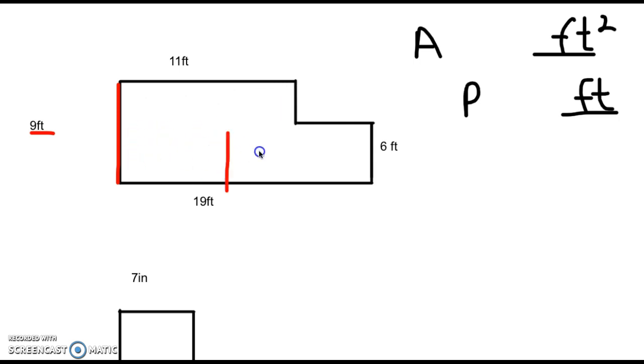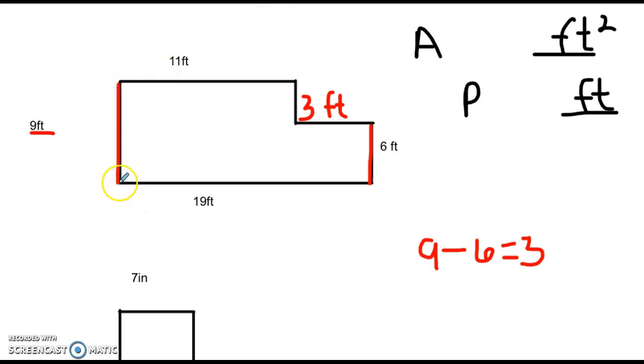So I know that 9 minus 6, if I take away the 6, it will give me the remainder of feet that are left. So that tells me that this right here is 3 feet. There we go.